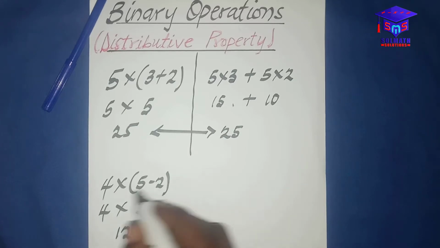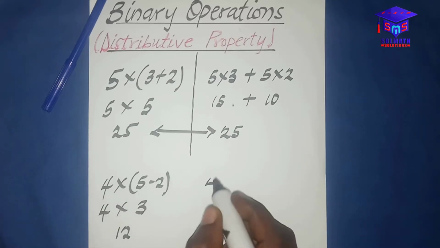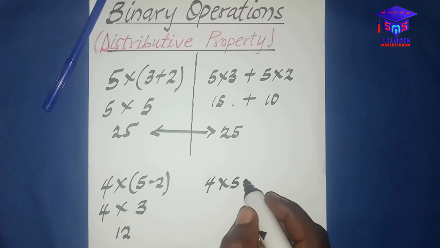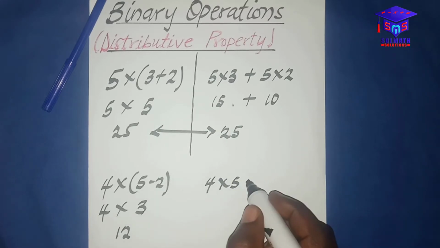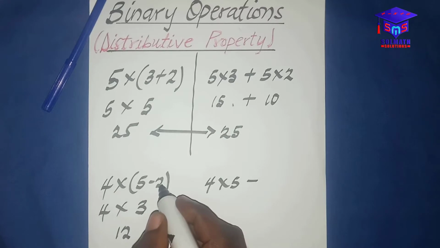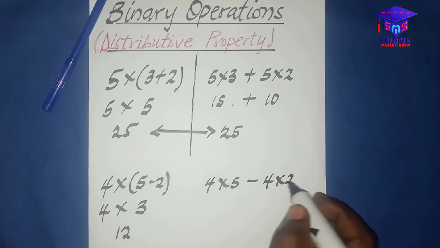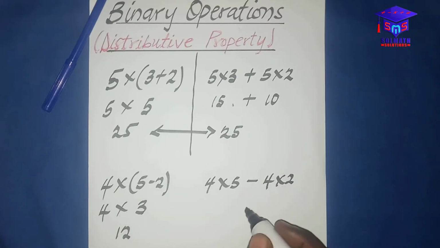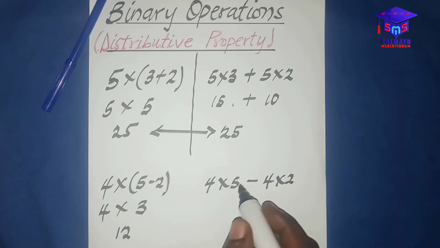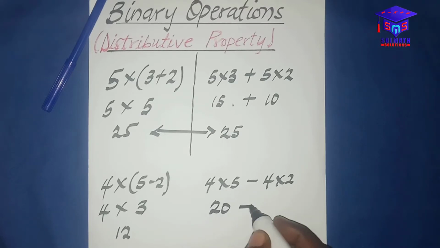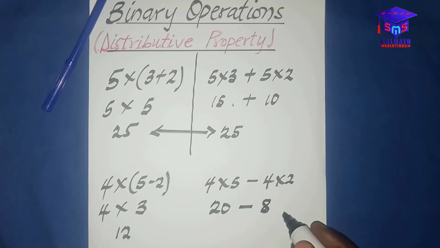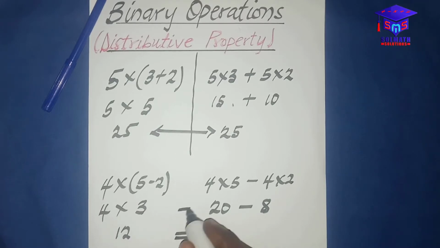We can also use the distributive property by distributing the 4 to the two quantities in the bracket, which is going to be 4 times 5 minus 4 times what? 2. If you simplify this, 4 times 5 is 20, minus 4 times 2, which is 8. If you subtract 8 from 20, you get 12, which is equivalent to what we've got over here.